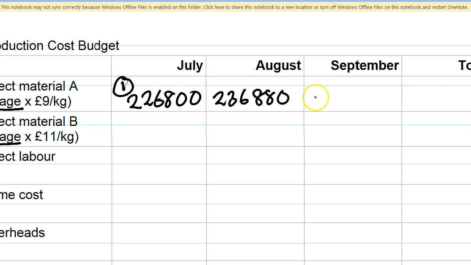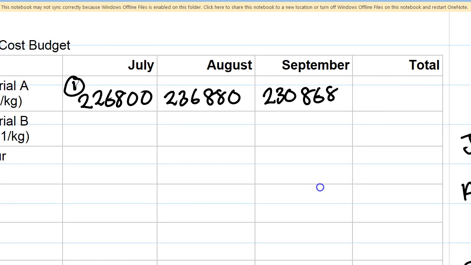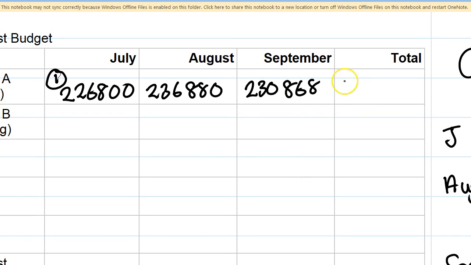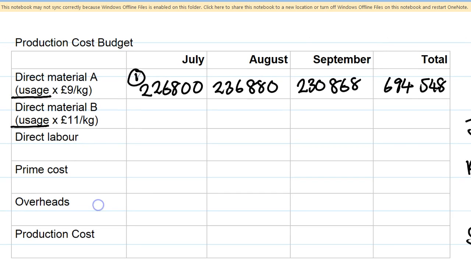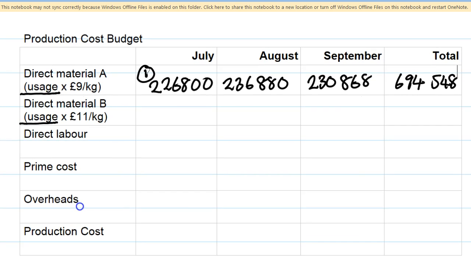And then for September, the £230,868, and in total, if you add those up, £964,548. So for material A, we've got all our figures in our production cost budget. You do exactly the same with material B and you'll have exactly the same working.